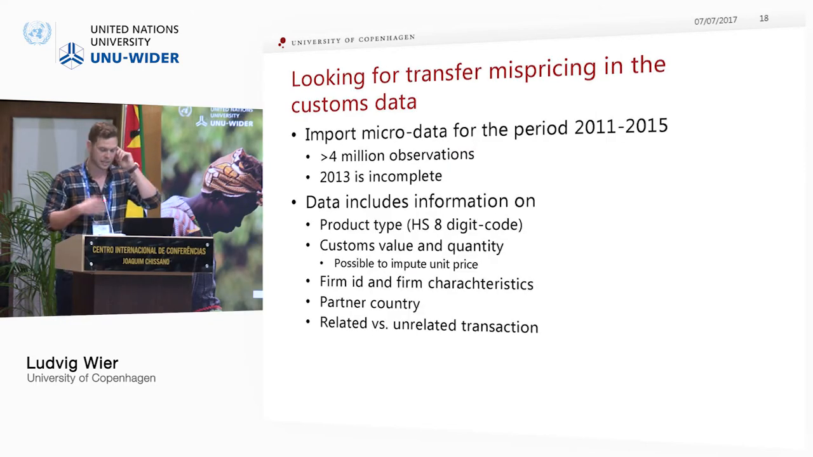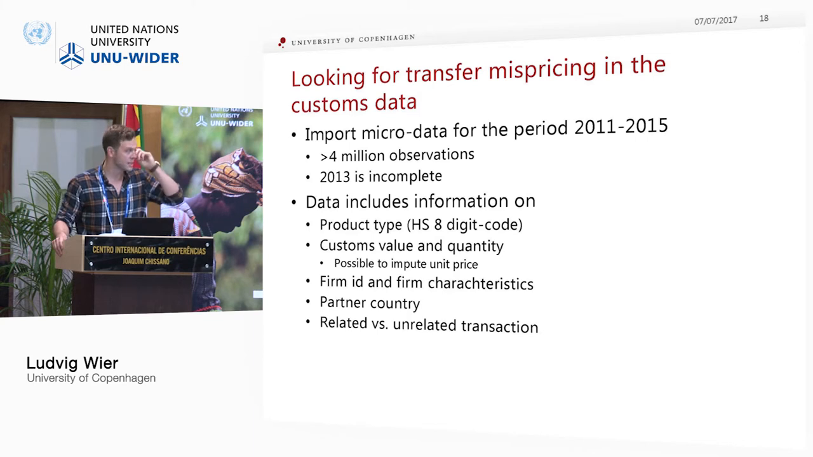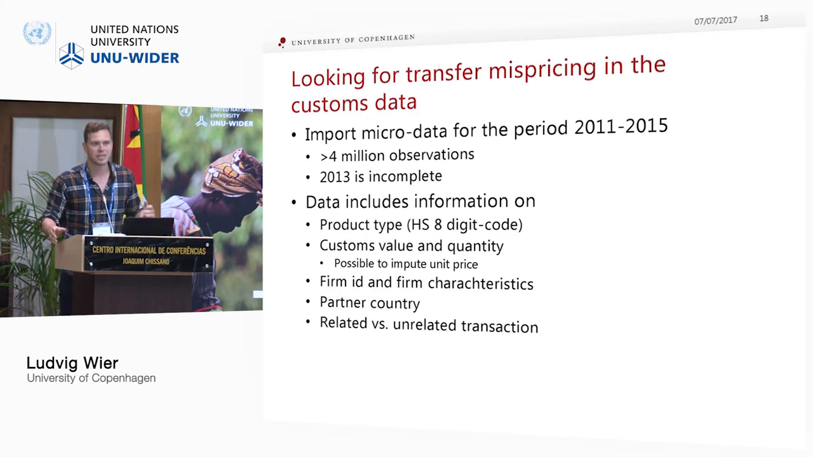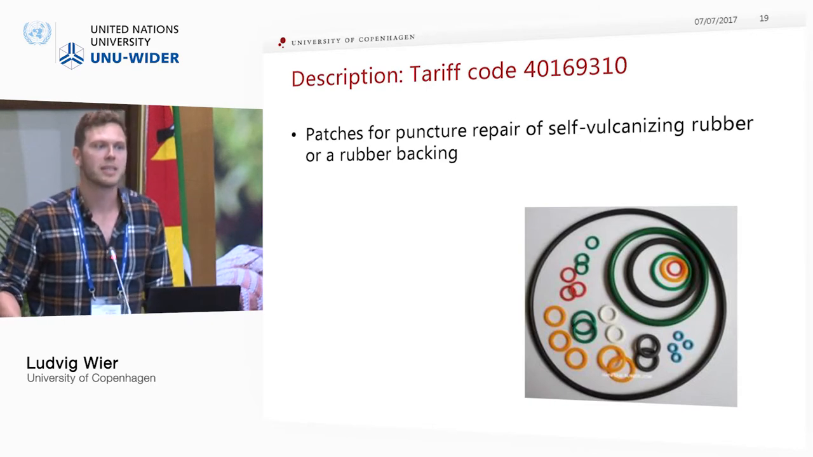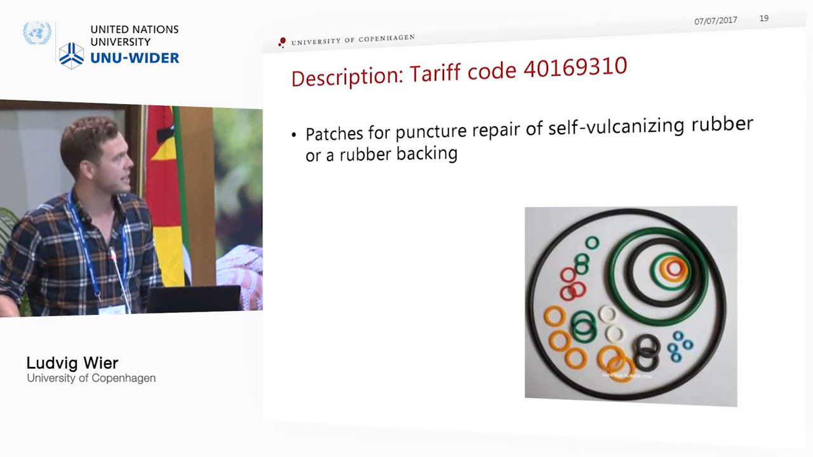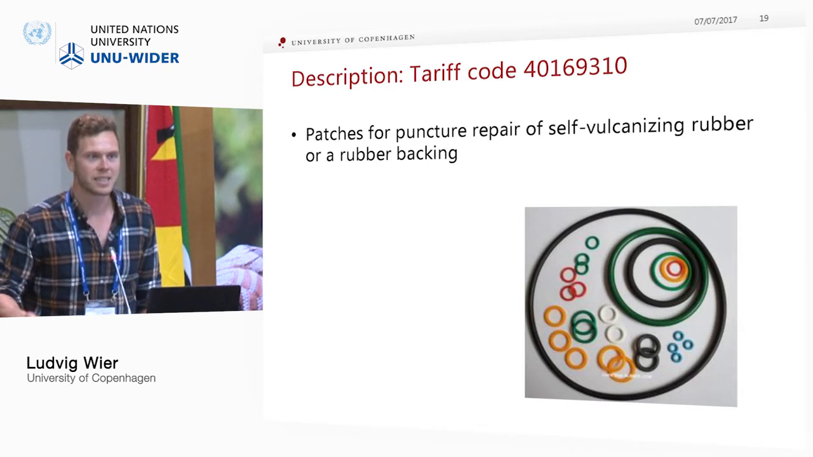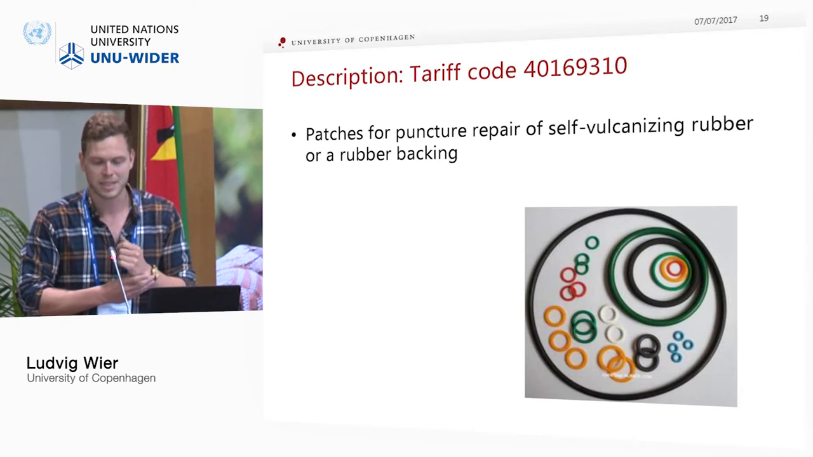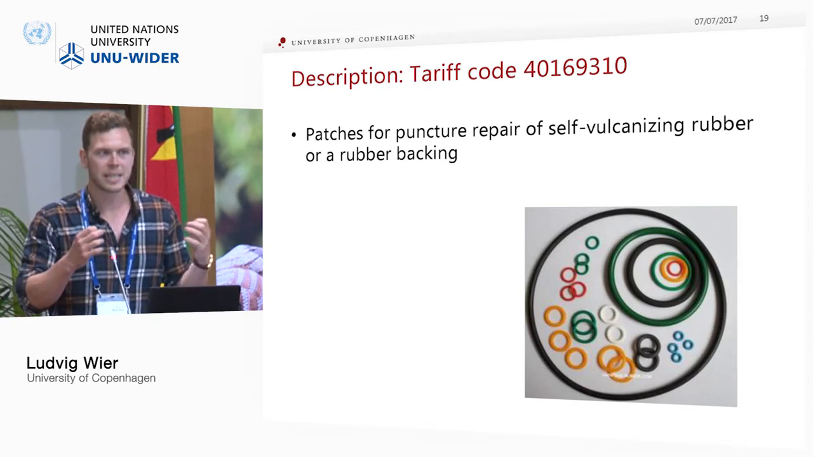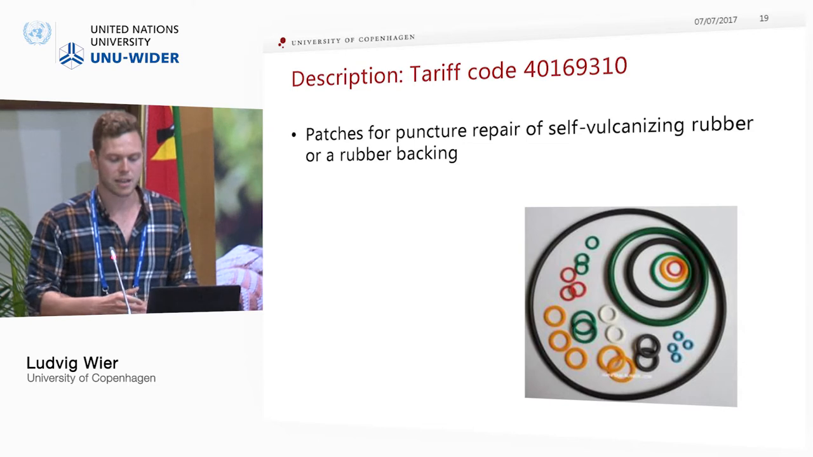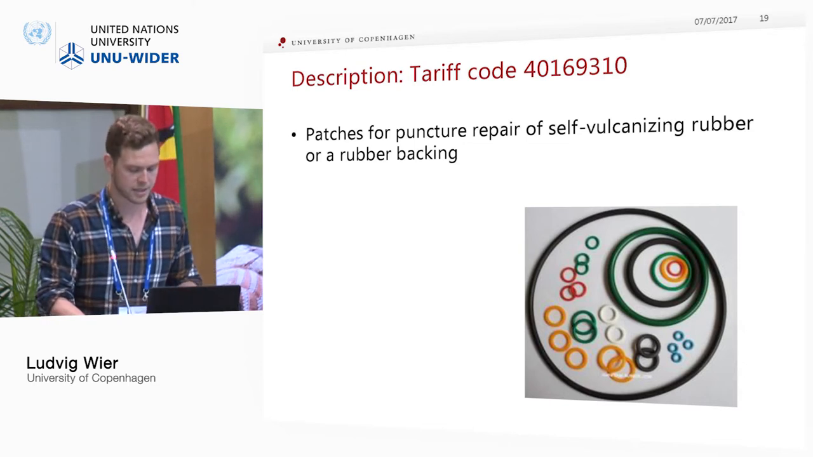So the next step is then to use these many, many dimensions of this amazing data. We even have 8-digit product codes, which is a bit of an abstract concept. How detailed is an 8-digit product code? Well, here is one of the categories: patches for puncture repair of self-vulcanizing rubber. So I have no idea what this is, but I can see that it's very, very specific. And that is really the amazing thing about this data, and where it actually supersedes what we have even in Denmark, is that you have this amazing amount of detail, which really allows you to very accurately predict the unit prices.